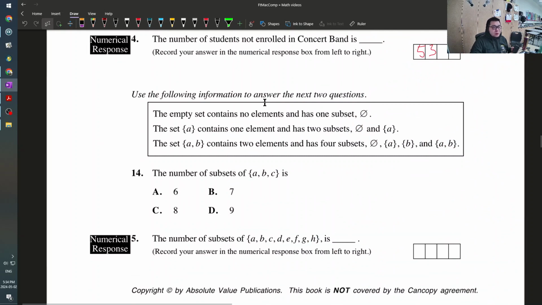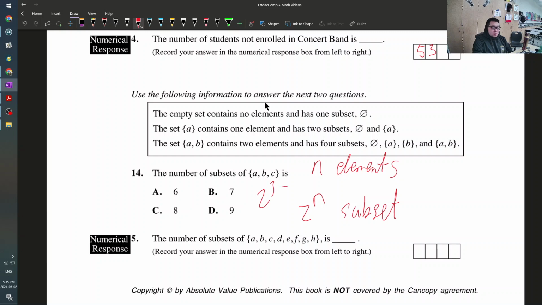Okay, use the following information to answer the next questions. The set that contains no element has one subset, the empty set. The set A contains one element and has two subsets, empty set and A. The set AB contains two elements and has four subsets, this. So we can see if a set has n elements, then how many subsets does it have? It has 2 to the power of n subsets.